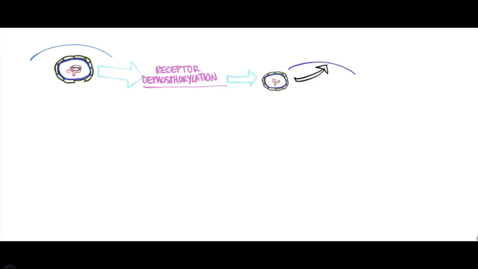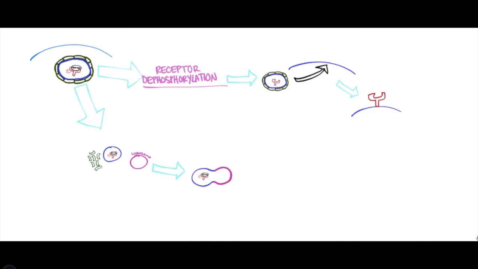The endocytosed receptor will then follow one of 2 pathways: resensitization by dephosphorylation or lysosomal fusion and degradation.